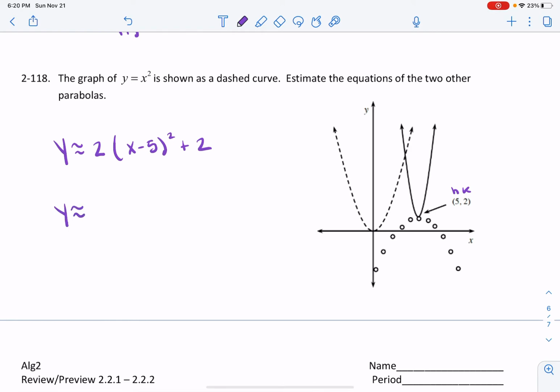For the other one, when we're thinking about a, we can see that it is flipped upside down, so it's going to be negative, and it's much wider than the original. And it's much wider compared to this one as well. So we know it's going to be negative. We could say like negative 1/2, maybe negative 1. Maybe we'll go with negative 1/2. And then this stays the same.